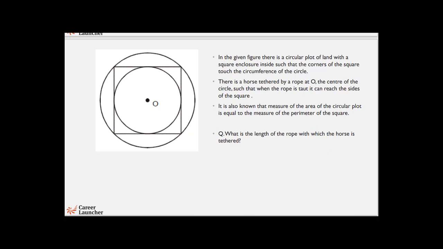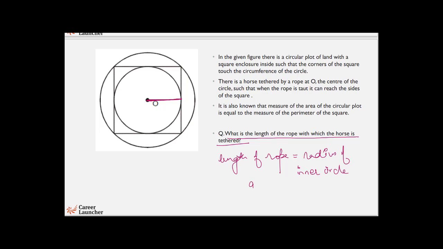Now what is the length of the rope with which the horse is tethered? If you look closely, the length of the rope with which the horse is tethered is nothing but the radius of the inner circle. So the length of the rope is equal to the radius of the inner circle, which is a by 2. A by 2 happens to be 4 upon pi, because in the beginning we calculated a as 8 upon pi. So 4 upon pi, that is 4 into 7 upon 22, that comes out to be 1.27 units.